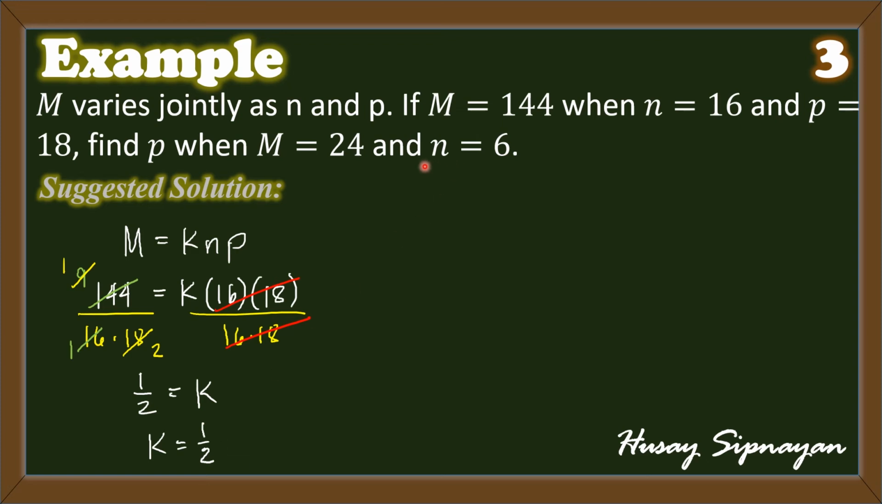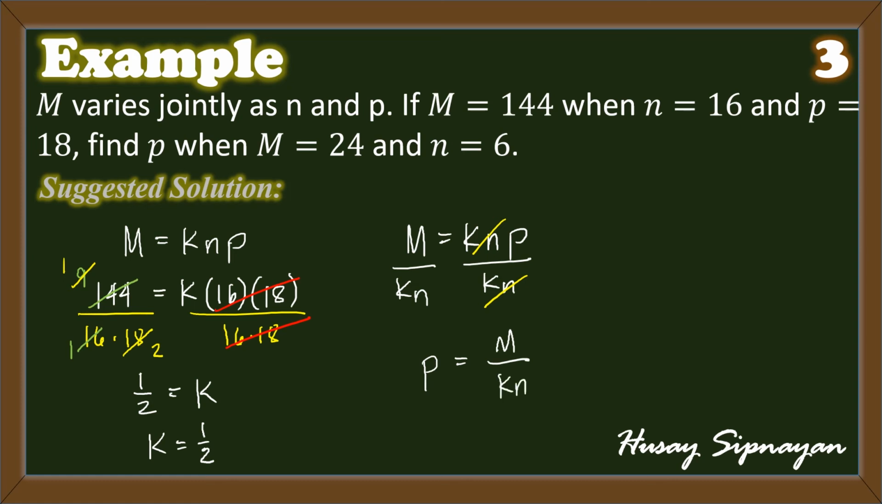Pero para sa problem na ito, ituloy natin. Find p when m is equal to 24 and n is equal to 6. Mula sa ating equation of variation, m is equal to k times n times p. Maaari nating i-derive para sa equation ng p in terms of the other variables. I-divide natin both sides by product of k and n, divided by kn. Kaya sa right-hand side, ang may iwan na lamang ay p. So, para sa P, meron tayong equation na P is equal to M divided by K times N.